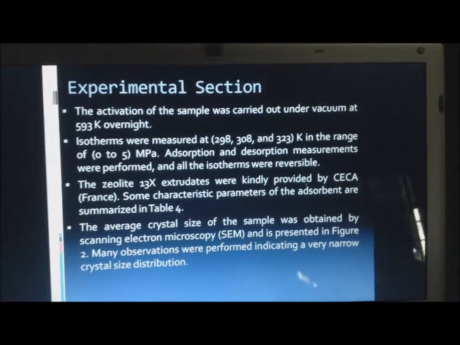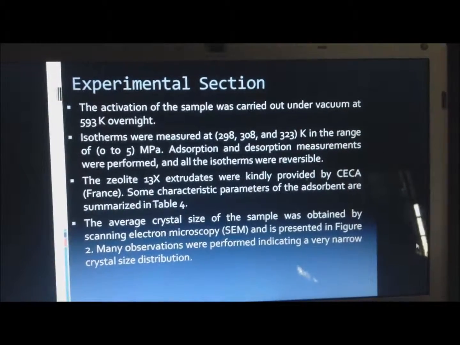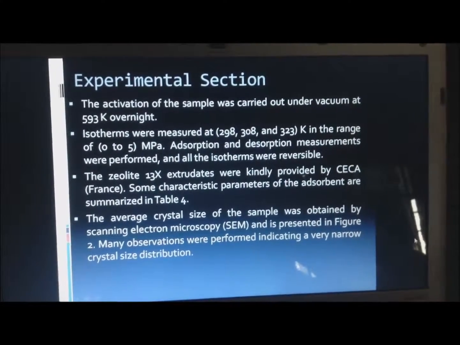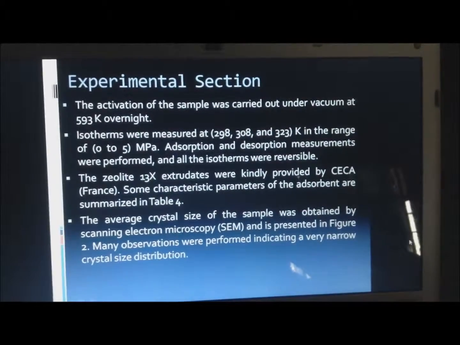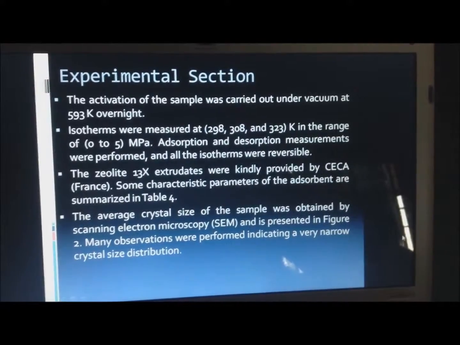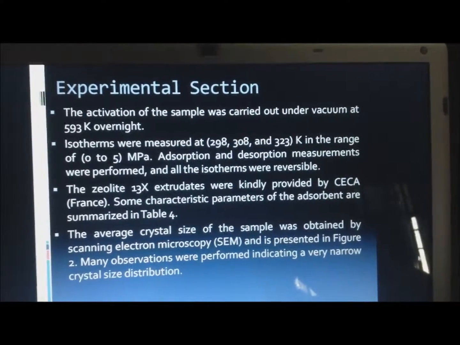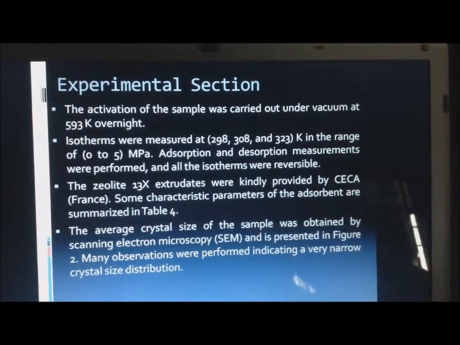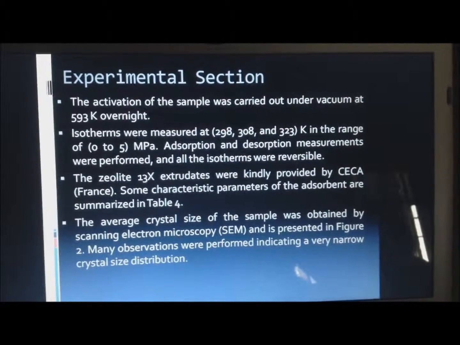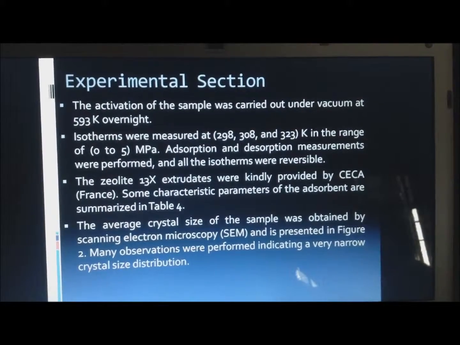The activation of the sample was carried out under vacuum at 593 Kelvin overnight. Isotherms were measured at 298, 308, and 323 Kelvin in the range of 0 to 5 megapascals. Adsorption and desorption measurements were performed, and all the isotherms were reversible. The zeolite 13X extrudates were kindly provided by CECA France. Some characteristic parameters of the adsorbent are summarized in Table 4.